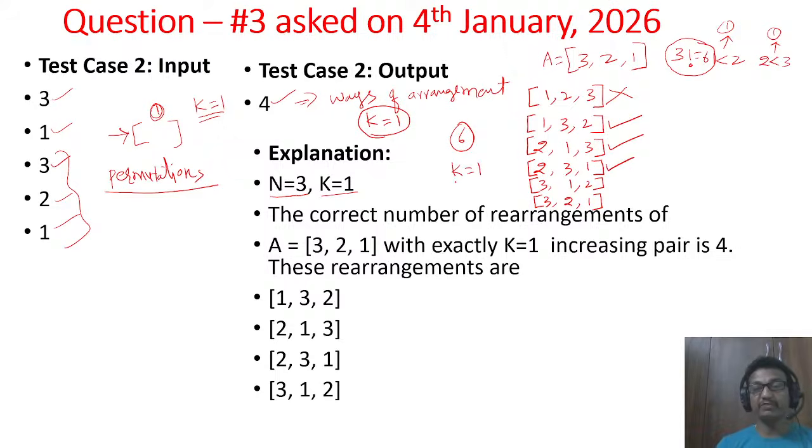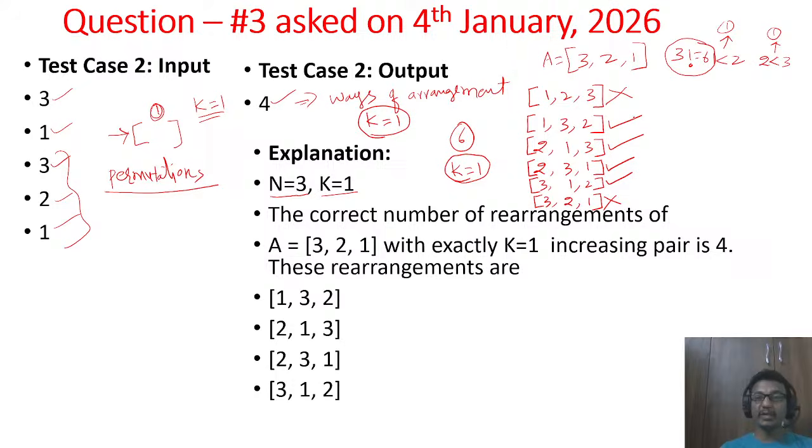Since k is 1, only one time the number should increase. Now 3 to 1 is not increasing, and 1 to 2 is increasing. That means the increase happened only one time, so this is a valid permutation. Then 3 to 2 is not increasing, and 2 to 1 is not increasing, so this is not a valid permutation.